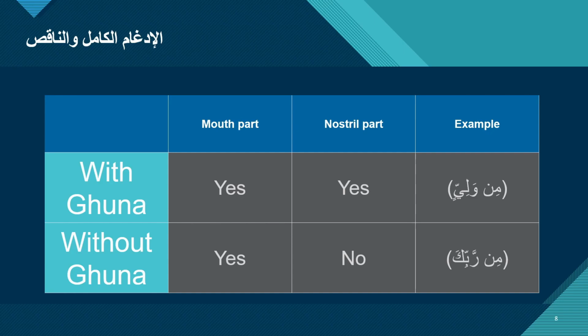So if you pay close attention, you'll notice there is a difference. In the one with غنة, like من ولي, the noon is مدغمة in the waw, but there's still traces of the noon there, which is the غنة. It's not complete إدغام, right? It's kind of deficient because there's still غنة there.